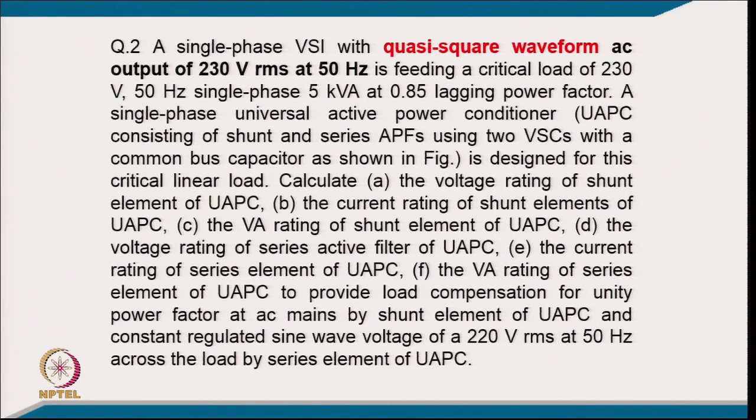load. Calculate: A, the voltage rating of the shunt element of the universal active power filter; B, the current rating of the shunt element of the universal active power filter; C, the VA rating of the shunt element of the universal active power filter; D, the voltage rating of the series active power filter of the universal active power filter; E, the current rating of the series element of the universal active power filter; and F, the VA rating of the series active filter, to provide the load compensation for unity power factor at AC mains by the shunt element of the universal active power filter, and a constant regulated voltage sine wave of 220 volt RMS across the load by the series element of the universal active power filter.